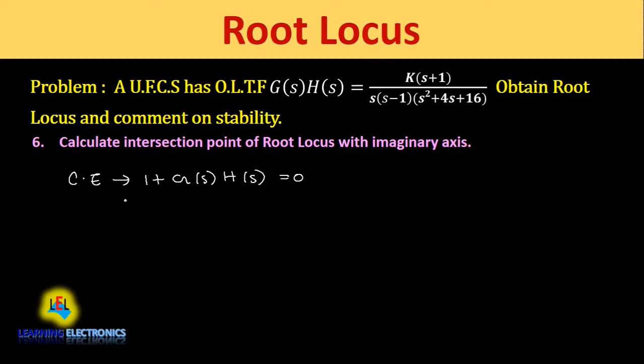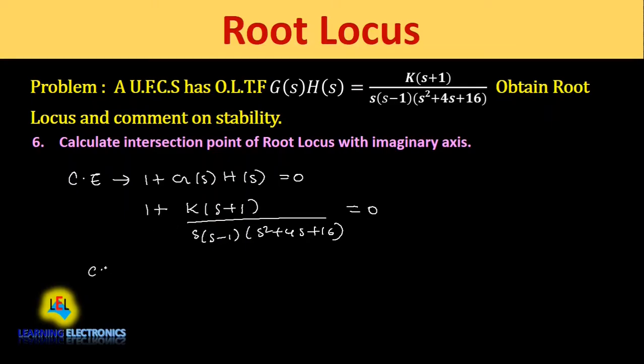Now we will keep this equation here. We will get 1 plus k into (s plus 1) divided by s into (s minus 1) into (s square plus 4s plus 16) is equal to 0. We have to solve this equation to find out the final characteristic equation. So after solving this, we will get the final characteristic equation as s to the power 4 plus 3s cube plus 12s square plus (k minus 16) into s plus k is equal to 0.